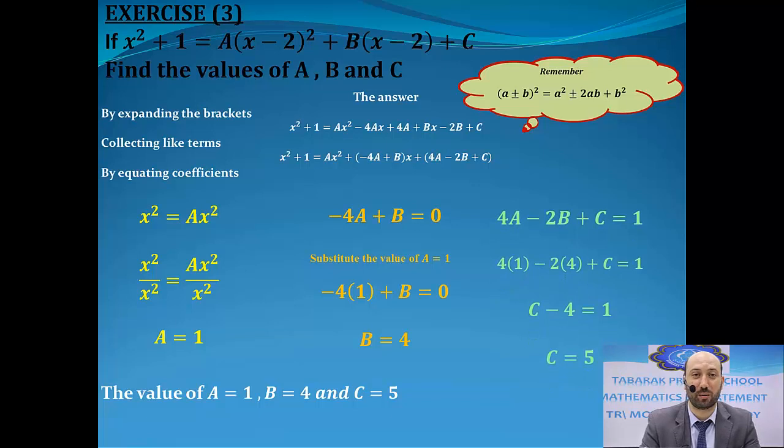For the third, here the constants: 4a minus 2b plus c will be equal to 1. And we have the value of a equals 1, we are going to substitute it, and the value of b equals 4, again we are going to substitute it. So it becomes 4 minus 8 equals minus 4. So c minus 4 equals 1, and now c equals 5. We just found the values of a equals 1, b equals 4, and c equals 5.